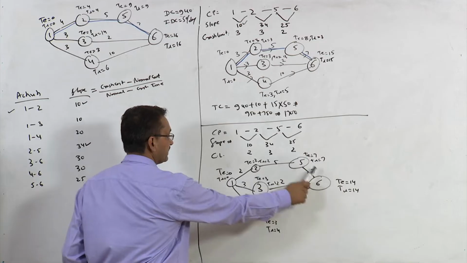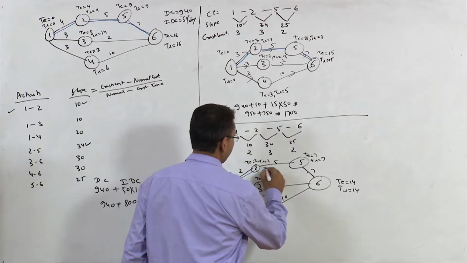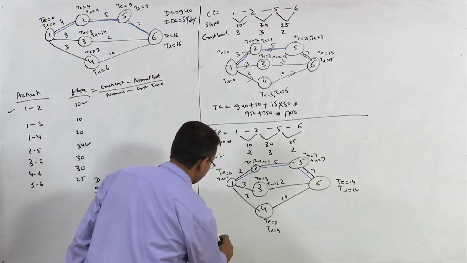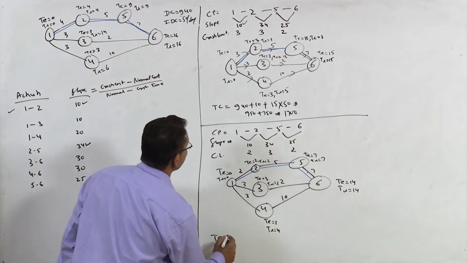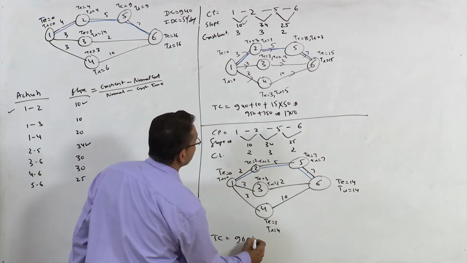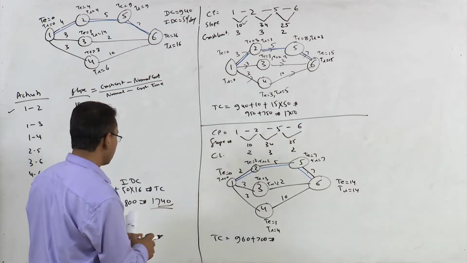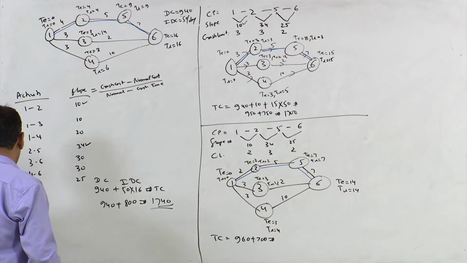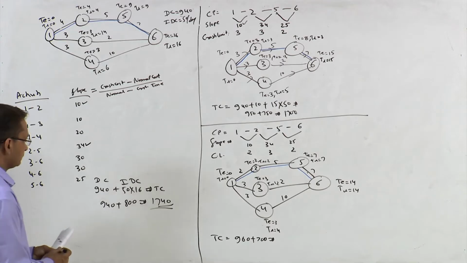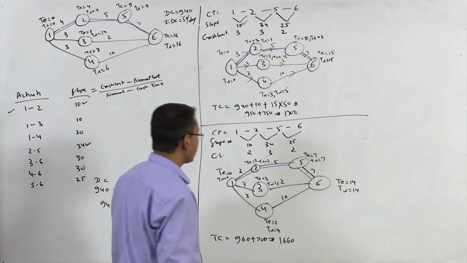So this path again remains the critical path. Total cost you can find out. The total cost is now 960 plus 700. So this would be what? You just calculate and write down that total value.